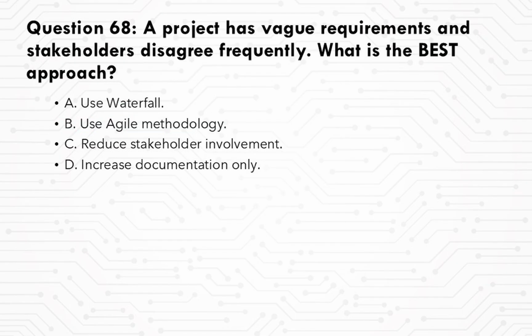Question 68. A project has vague requirements and stakeholders disagree frequently. What is the best approach? A. Use waterfall. B. Use agile methodology. C. Reduce stakeholder involvement. D. Increase documentation only. Answer: B. Agile handles evolving and unclear requirements.